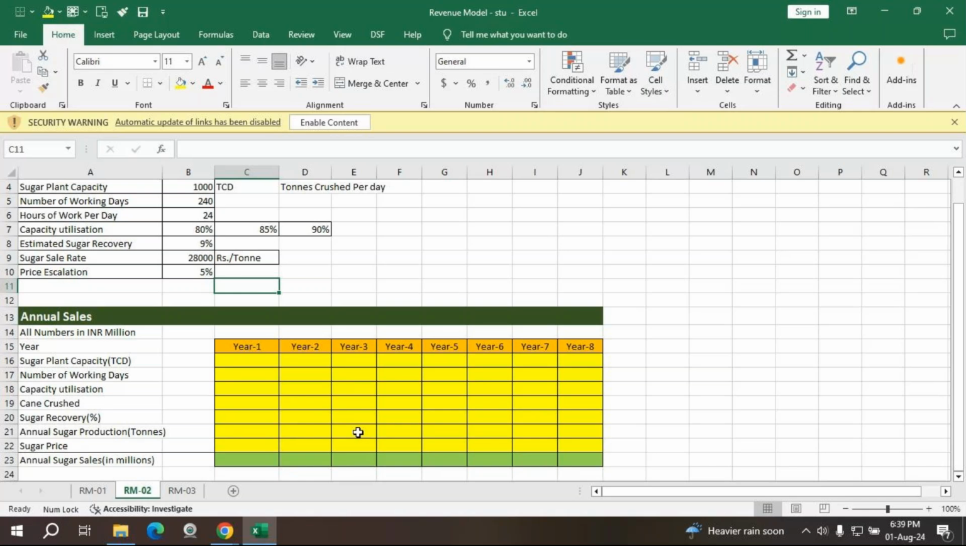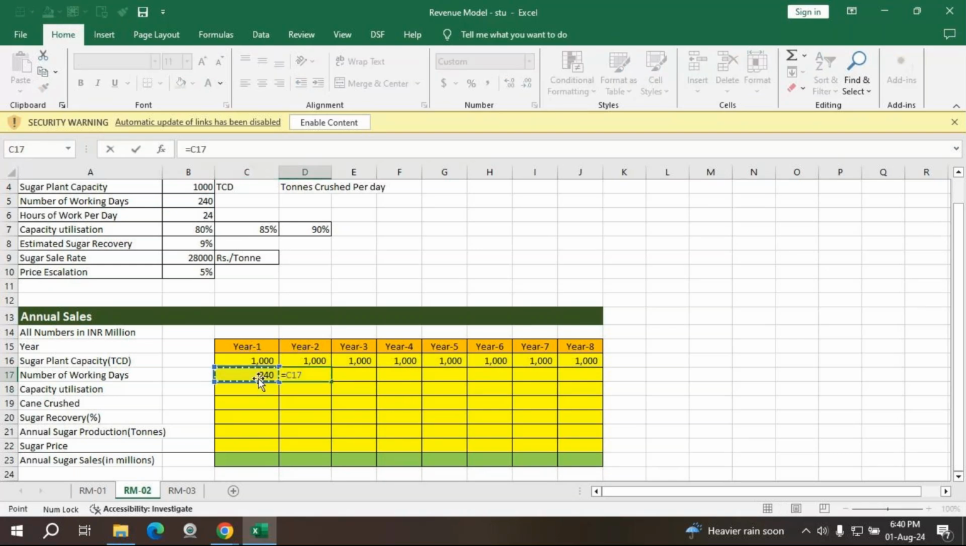So let's solve it. Here, sugar plant capacity: what they are telling is 1000. Nowhere are they telling that the capacity is going to be increased here on here, so I'm going to take this value as it is. Then number of working days, that also is 240 days per year, and that is also going to remain the same.